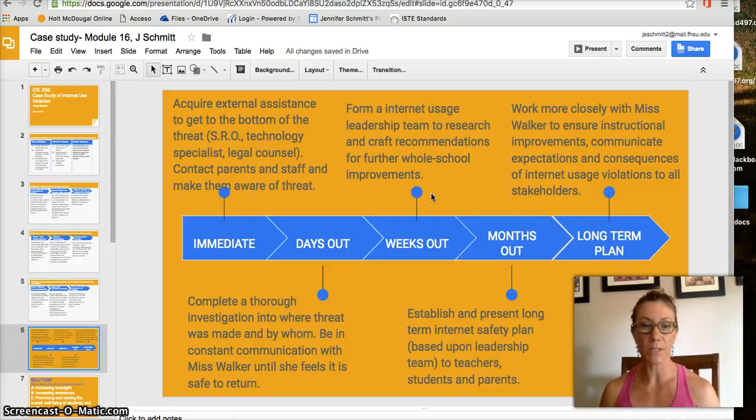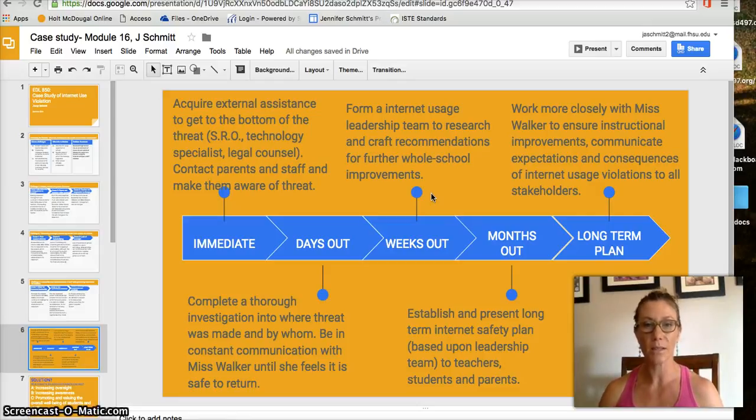After that, the days out, I would make sure that the completion of a thorough investigation has brought about a conclusion in terms of who the threat was made by and where. And I would also be in constant communication with Ms. Walker and make sure that her needs, both personally and professionally, are being met. Is she ready to come back to school? What kind of mental health services are available in terms of employee resources? What can we do to make Ms. Walker feel that Roosevelt High School is a place that still values her as a teacher and as a person?